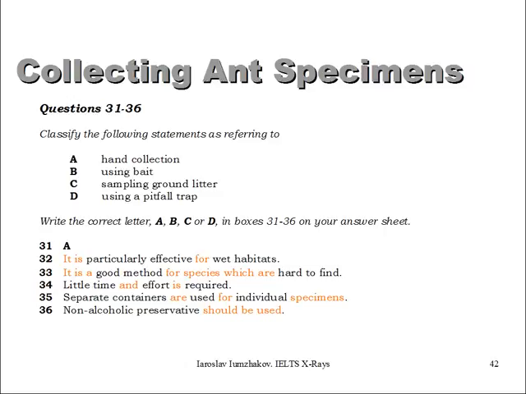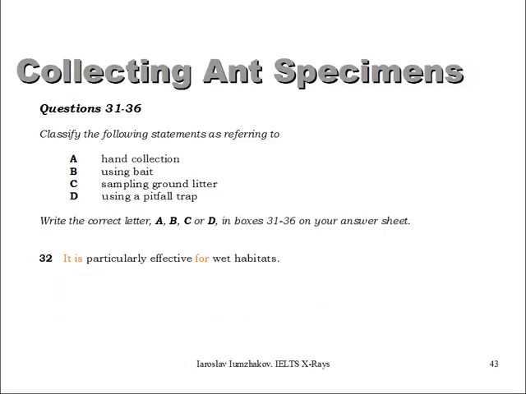Take question 32, for example. 32. It is particularly effective for wet habitats. I bet you consider wet habitats as the most important, but I think it might be very difficult to find matches for that. But particularly effective may be even easier to localize in the text.